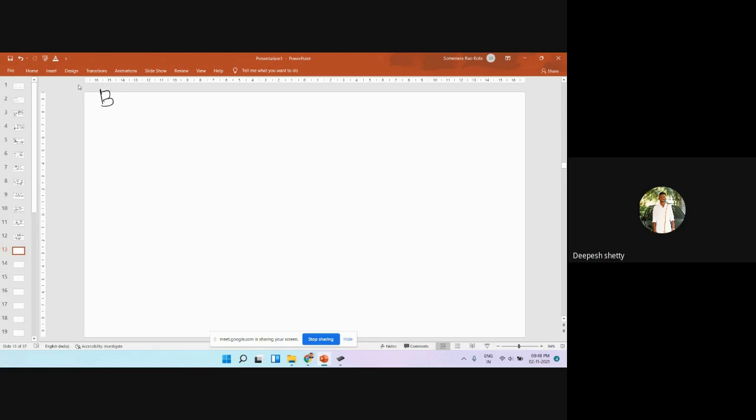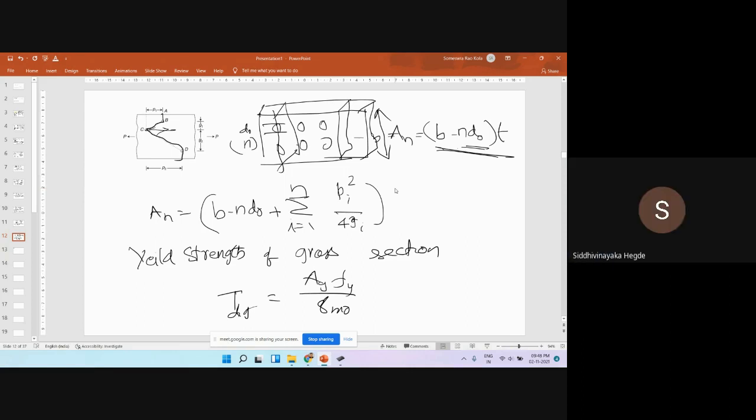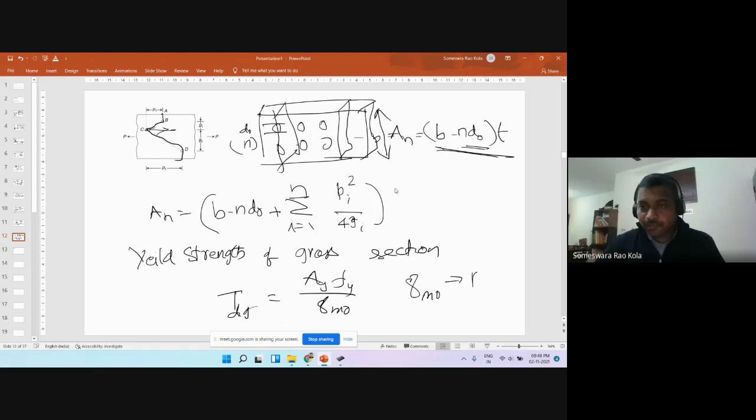Can you go to the previous slide, sir? Okay. Yes. Sir, here gamma MO is the factor of safety of the plate. Yes. So we are referring to the plate material, so it will be per plate.